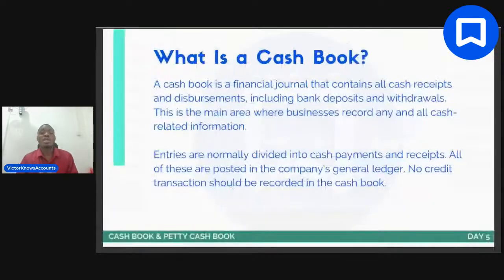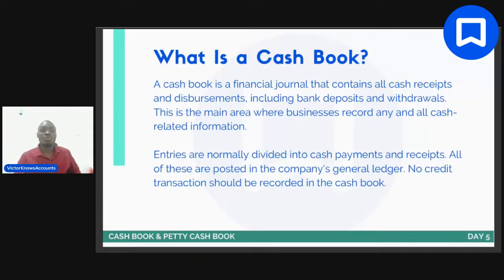Now, what's a cash book? A cash book is a financial journal. Don't forget that when we are talking about subsidiary books, it is the place where you initiate your double entry. Your subsidiary book is the place where you first record your transactions from the source document. It means that your subsidiary book receives transactions directly from the source document. The subsidiary book is called the book of original entry.